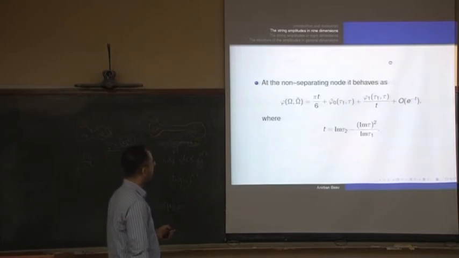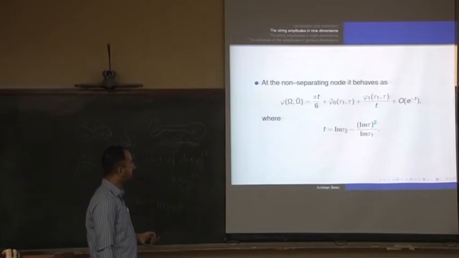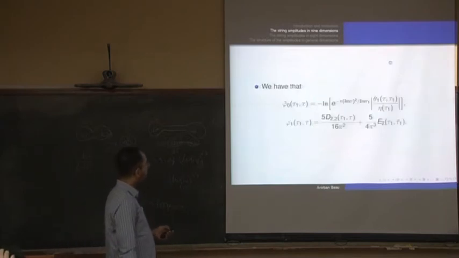And the non-separating node is a more complicated behavior. It's a power series expansion. There's an order t, there's an order 1, there's an order 1 by t, and an exponential in t. But t is this complicated combination. And I have to tell you also what phi naught hat and phi 1 are, because I will be meeting them later. So phi naught is this complicated expression.